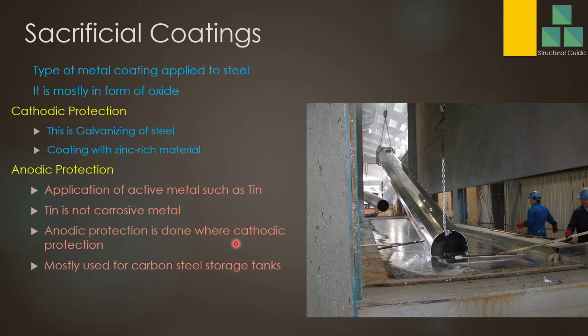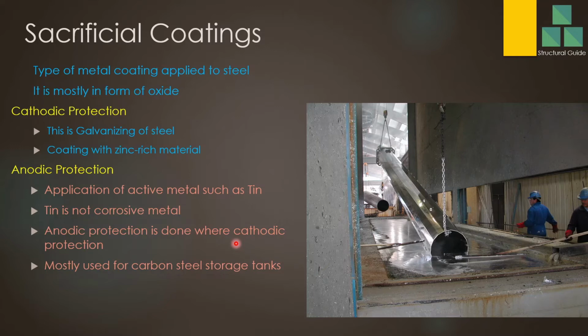Sacrificial coatings. These are a type of metal coating applied on the steel surface. They are mostly from the oxides. First thing we are going to discuss is cathodic protection. That, we all know, is actually galvanizing. So galvanizing is a zinc rich material applied on the steel surface.